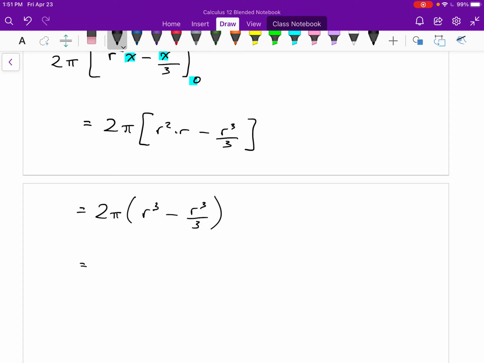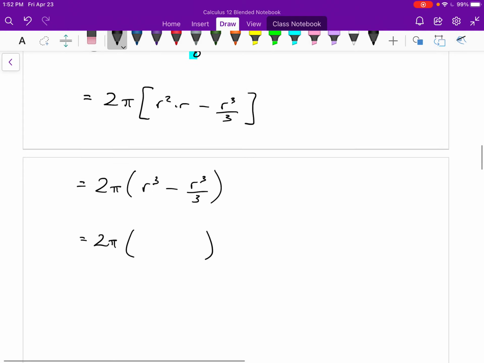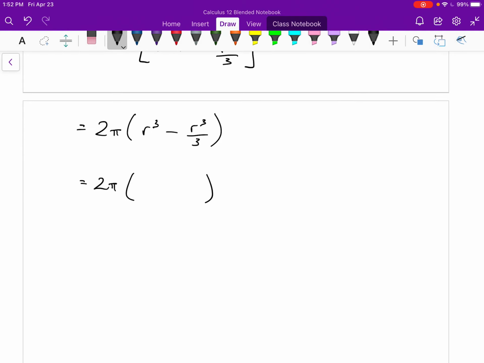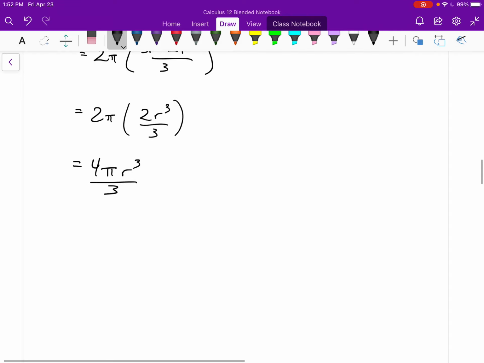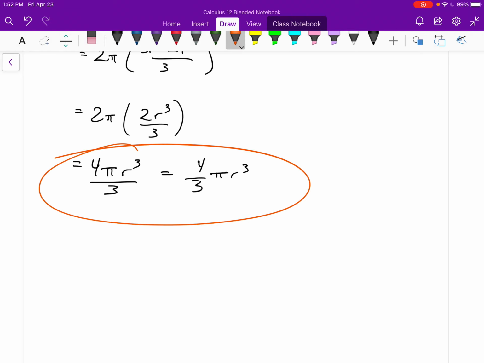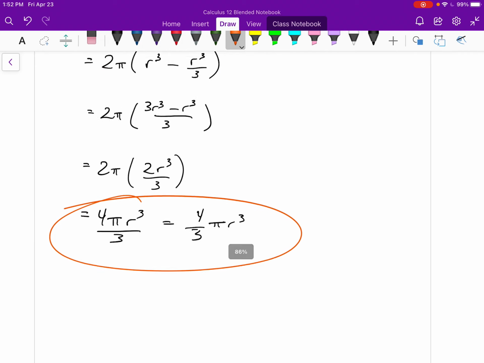Let's find a common denominator there. Find that common denominator, and I have 3r cubed minus r cubed. Collect like terms. I have 2r cubed over 3. Put this all together, and I have 4 times pi times r cubed all over 3, or 4/3 pi r cubed. All just as good. And again, I knew the answer from the start. It's just trying to prove how we can get there.